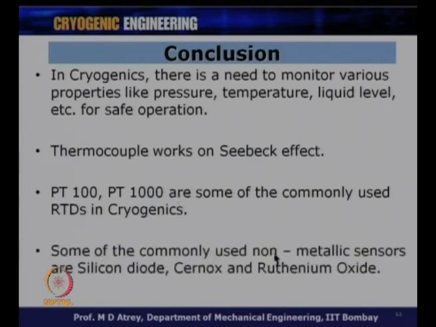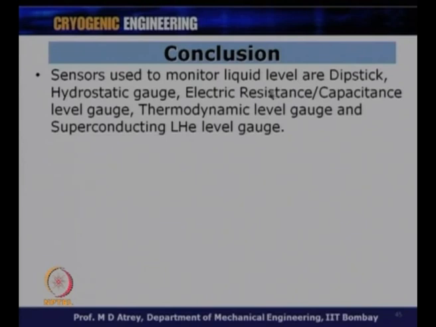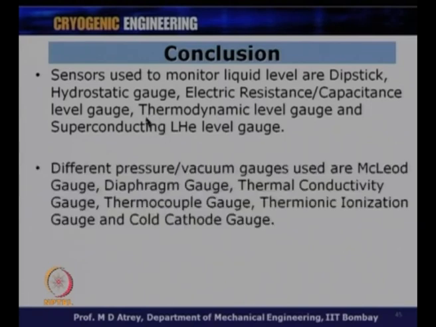Some of the commonly used non-metallic sensors are silicon diode, Cernox and ruthenium oxide. So for lower temperatures, below 30 to 40 Kelvin, to have a very good measurement, these are the sensors that could be used: silicon diode, Cernox and ruthenium oxide. Sensors used to monitor liquid level are the dipstick, hydrostatic gauge, electric resistance and capacitance level gauges, thermodynamic level gauge and superconducting liquid helium level gauge. We have seen how these level gauges work. We have seen the principles of their working.